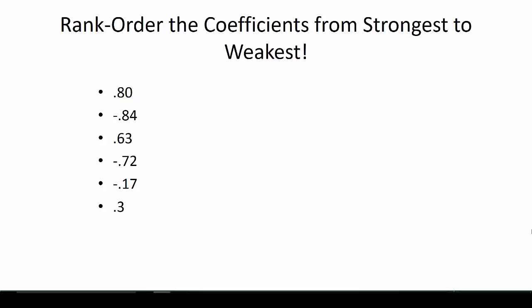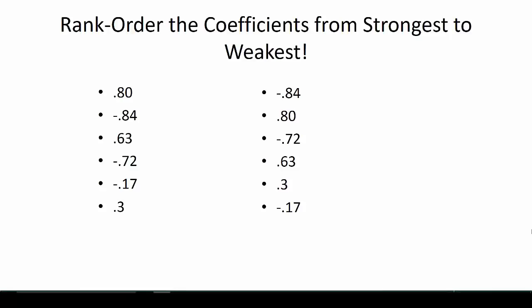In this example, you can see that there's 6 coefficients, and you need to rank order them from the strongest to the weakest. So which one is the strongest relationship? A coefficient of negative 0.84 would be the strongest. Again, when you're classifying the strength, ignore the sign and just look at the numerical value. 0.8 would be the second strongest, negative 0.72, third, 0.63 would be 4, 0.3 would be 5, and the weakest coefficient would be negative 0.17.